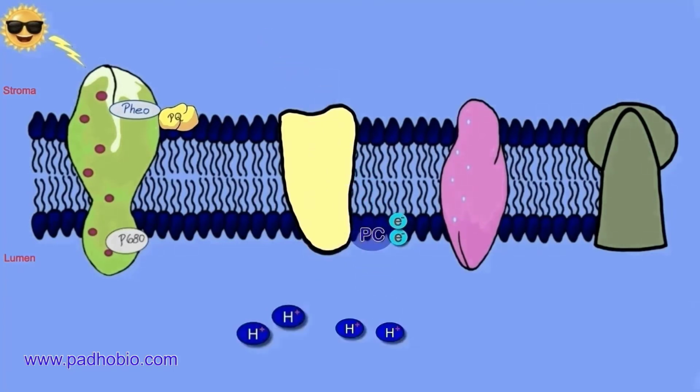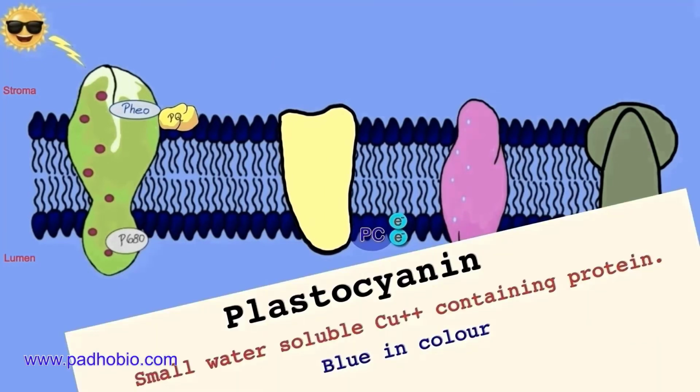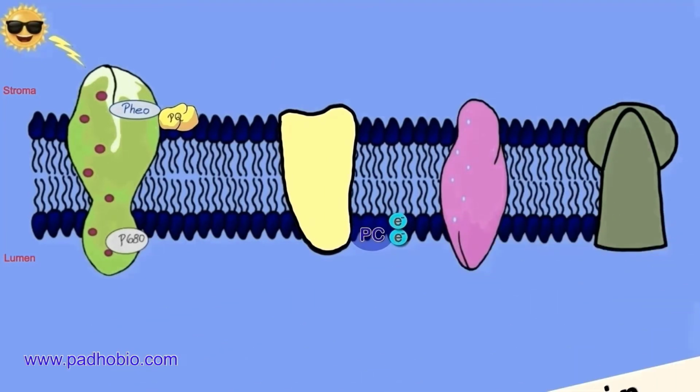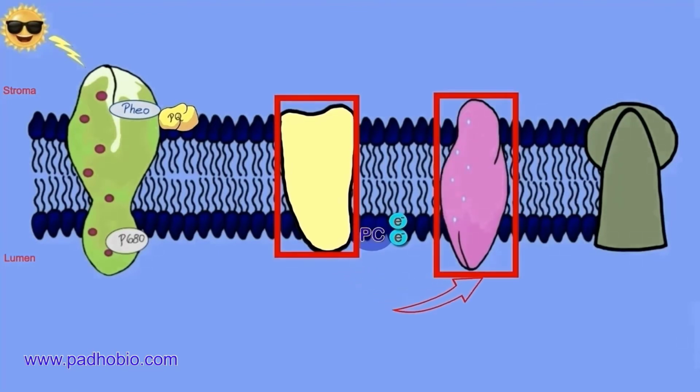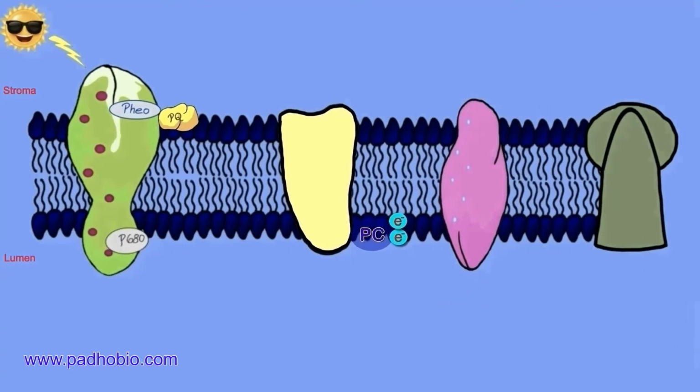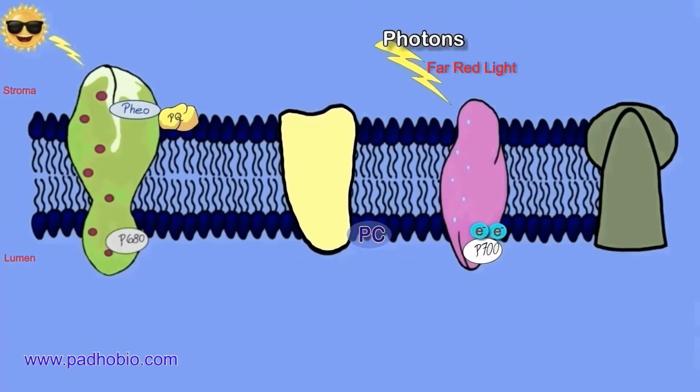Plastocyanin is actually a small water-soluble copper-containing protein that is blue in color. It is of mobile nature, that's why it helps to transfer electrons from cytochrome b6f to photosystem first. Then plastocyanin transfers its electrons to P700 or photosystem first, which becomes excited after coming in contact with far red light.